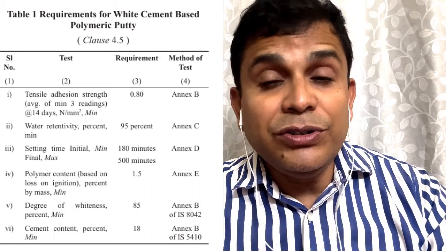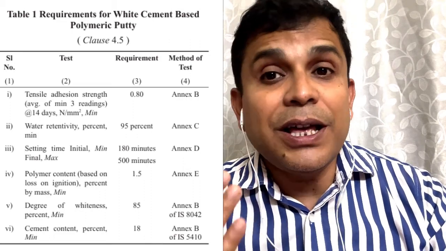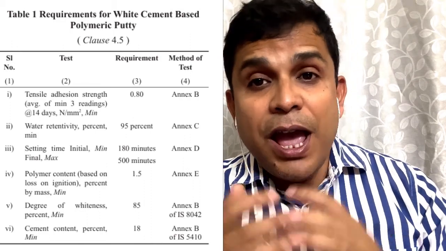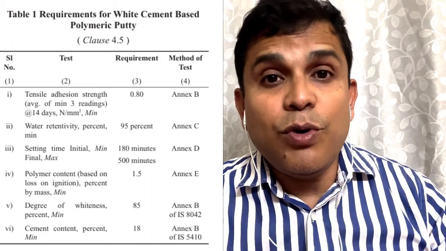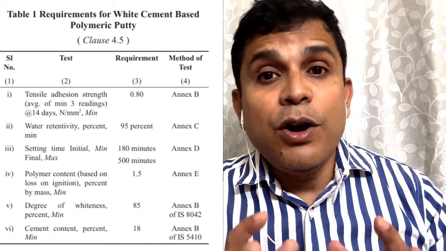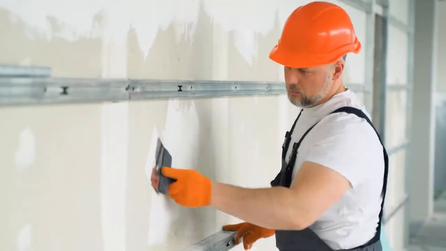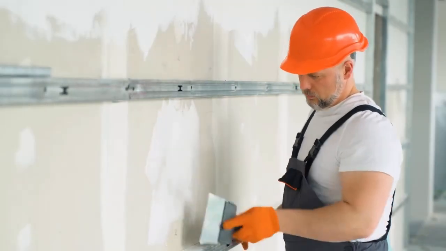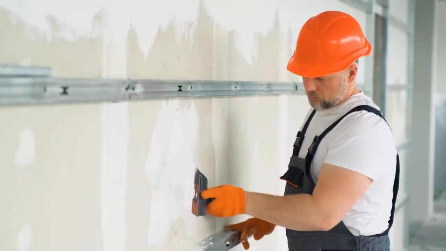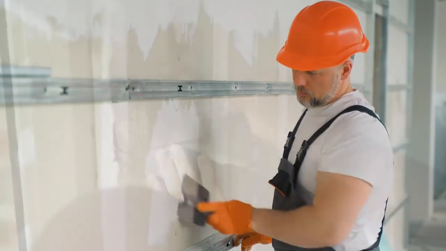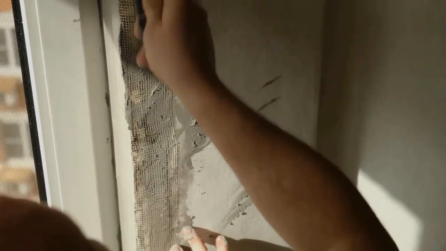Whenever you are selecting wall putty, you need to check the technical data sheet, or send it to the laboratory for testing, and verify it as per IS 17545. Now we already know what wall putty is, what the different types of wall putty are, what the IS code is, and what the physical and quality parameters are as per IS 17545. Now, what is the application, because we need to apply it.